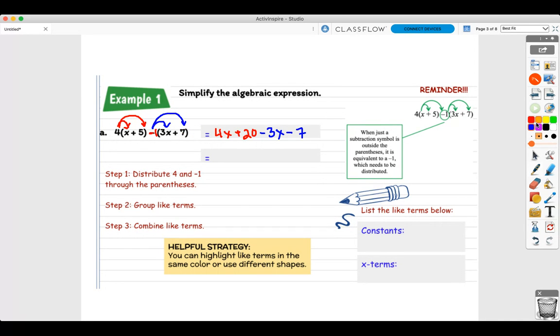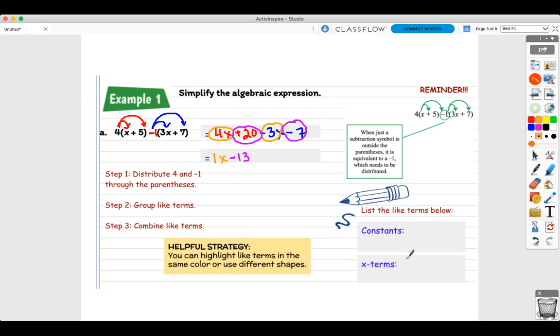And now we're just going to combine like terms. So we have 4x here and a -3x here. That's going to give you +1x. +20 is your constant with the -7, so 20 minus 7 gives you 13. So your answer is going to be 1x minus 13.